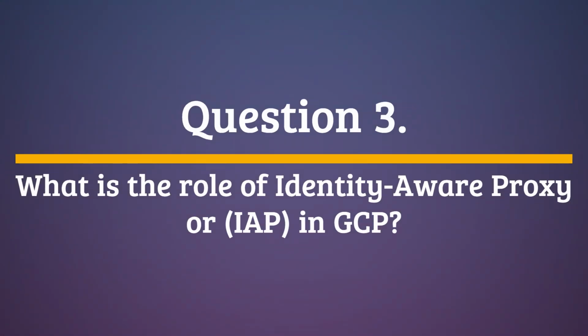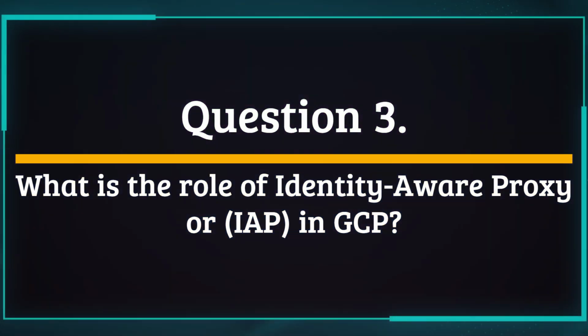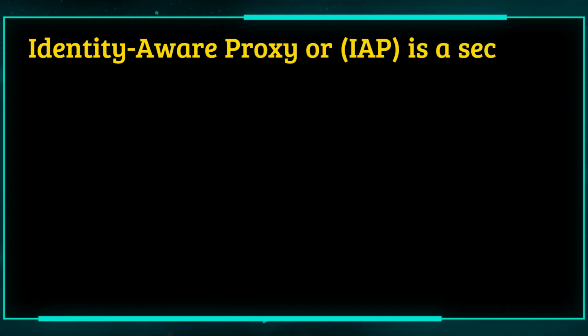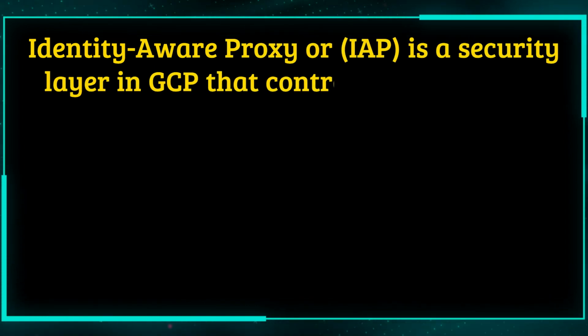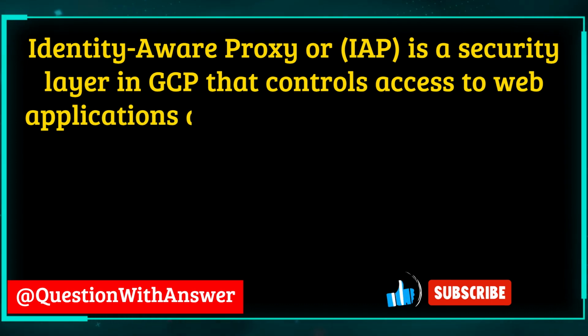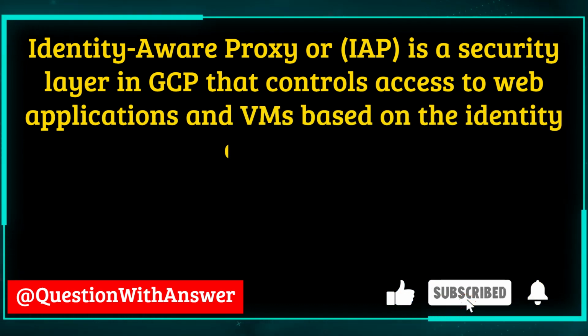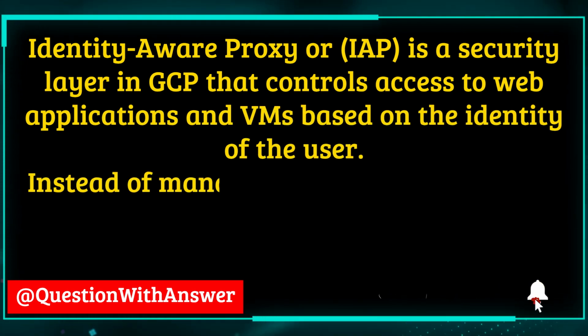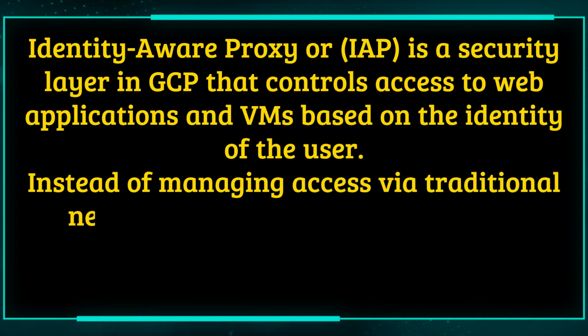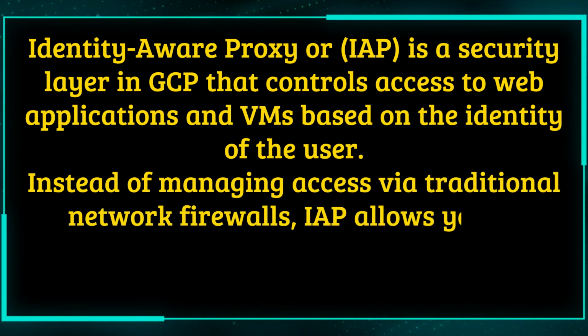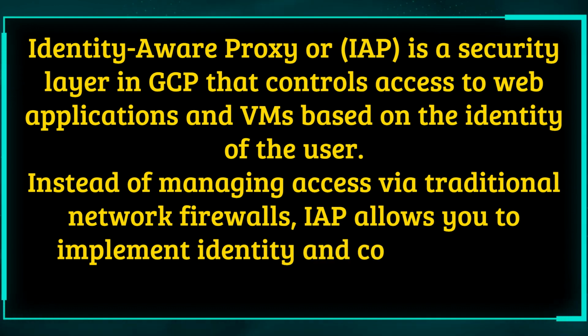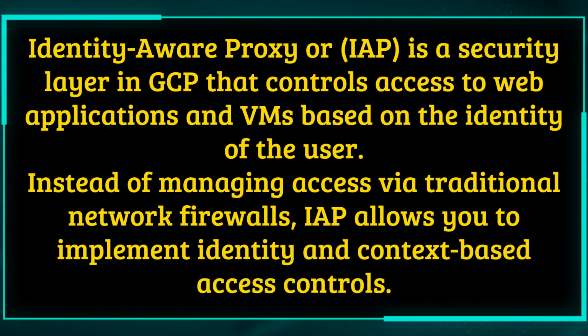Question 3. What is the role of Identity-Aware Proxy, or IAP, in GCP? Answer. Identity-Aware Proxy, or IAP, is a security layer in GCP that controls access to web applications and VMs based on the identity of the user. Instead of managing access via traditional network firewalls, IAP allows you to implement identity and context-based access controls.